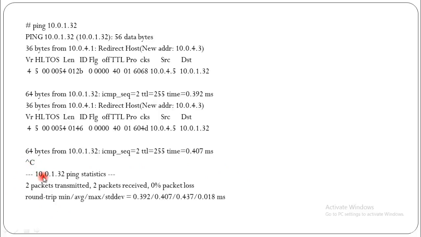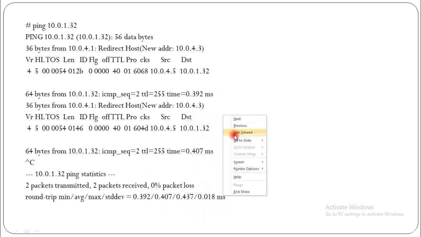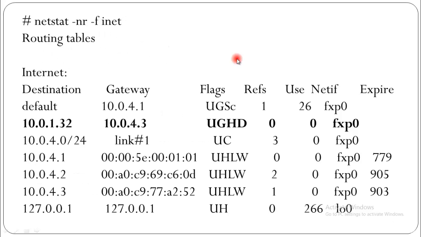So, even though host A received an ICMP redirect for every packet, you may think, why did it not take a new path right away? If we examine the routing table on host A once again, you notice that a host-based route was indeed installed for the IP address 10.0.1.32. I'll go back to my previous screen. So this one was already configured to route it back to A, but it did not actually redirect anything.